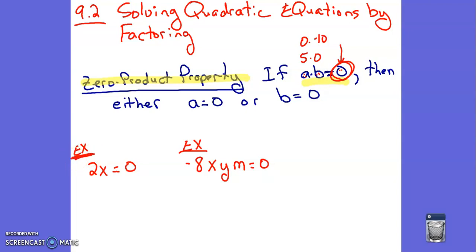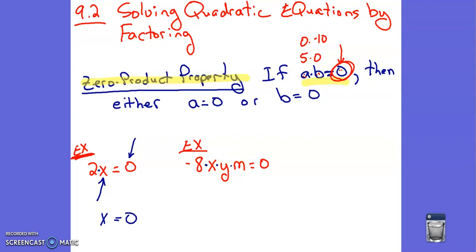So let's look at this example right here. If I had 2x equals 0, well, we know how to solve the equation, but I also know I'm multiplying two things together, and the result is 0. That means one of them has to be 0. Well, 2 is not 0, which means x has to be 0. If I have negative 8 times x times y times m, I don't know what x is. I don't know what y is. I don't know what m is.